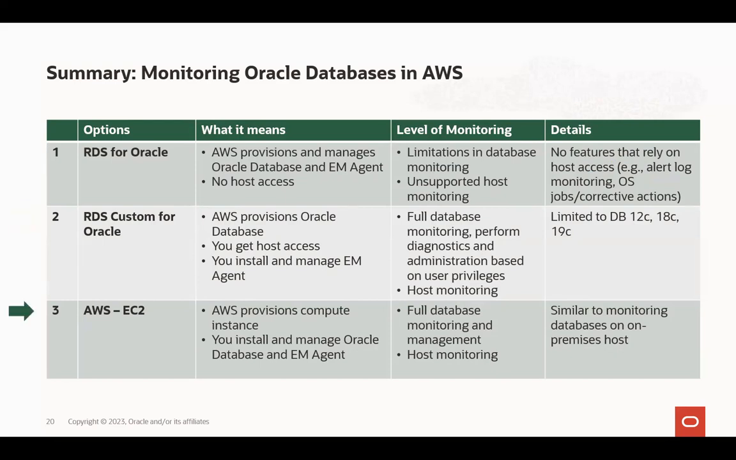The last option, EC2, is about using AWS for its compute instances. This option is the same as having access to a host where you can install the Oracle database and EM agent. Then once the database is discovered, you will have access to all of EM's database monitoring and management features, including all host monitoring features.